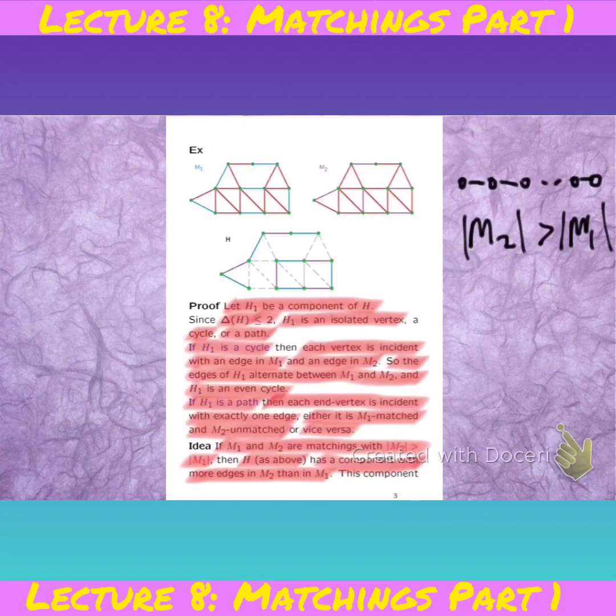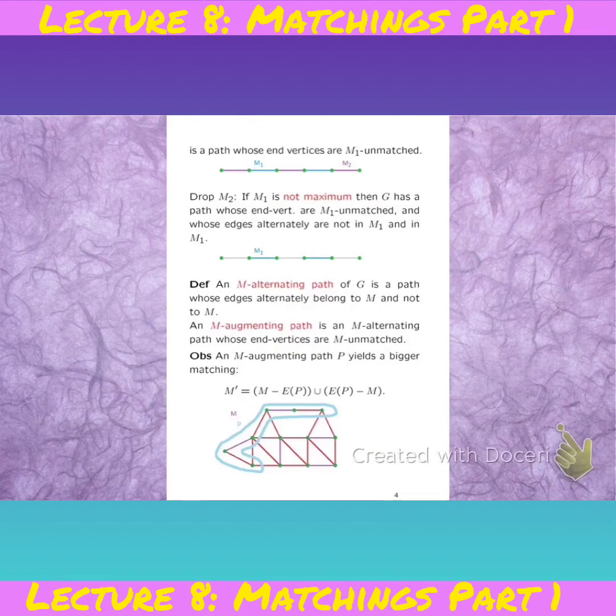So take a path that's got more M2 edges than M1 edges, and therefore the end vertices must be M2 matched and M1 unmatched. Right, so there we've got the illustration there. There we've got the blue M1 and the purple M2. M2 has got more edges than M1, and if we look at this particular component, it must have more M2 edges than M1 edges, and therefore the end vertices are M2 matched and M1 unmatched.